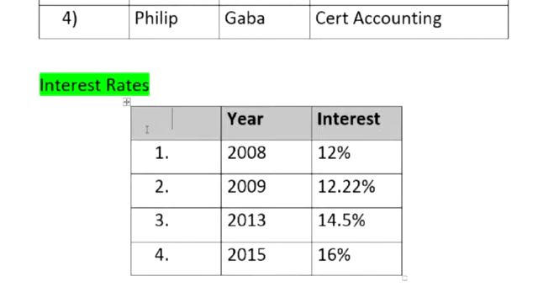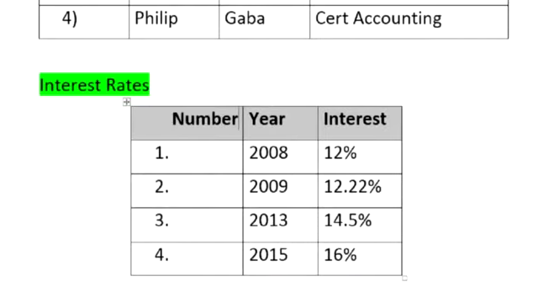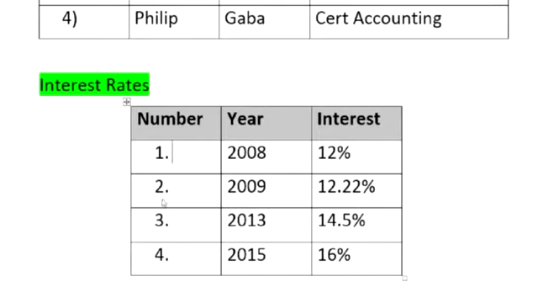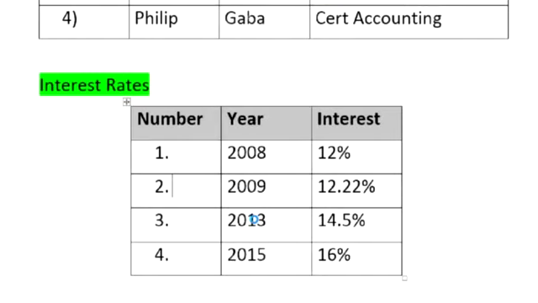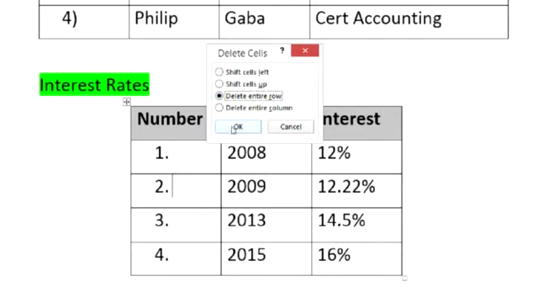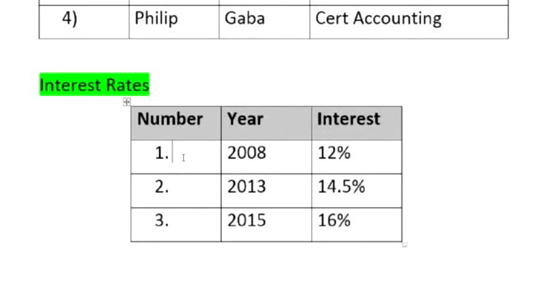In the same way, if I also delete a row, so let me delete the 2009 row. So we can either right click and go to delete cells, then delete entire row. Then you see that the numbers jump and auto format themselves.